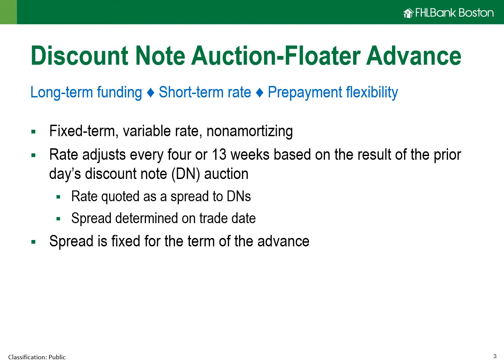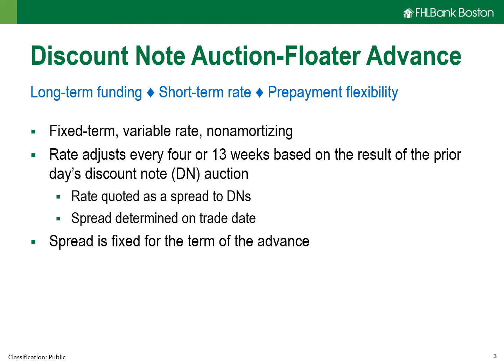The DNA floater is a fixed term, adjustable rate, and non-amortizing advance. You actually have the ability to choose the adjustment periods on it. So the DNA floater either adjusts every 4 weeks or 13 weeks, and it's adjusting based on the result of the prior day's discount note auction. I'll get into the specifics of what discount notes are exactly on the next slide, so more to come there.